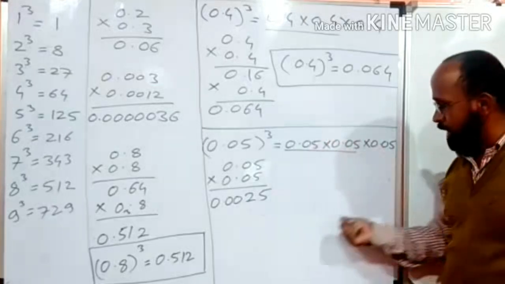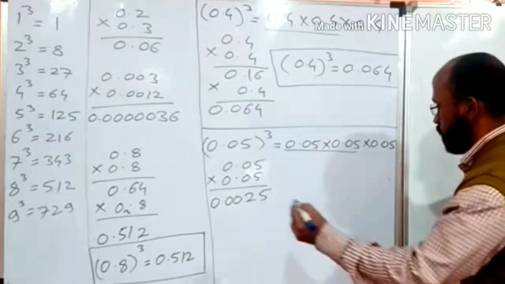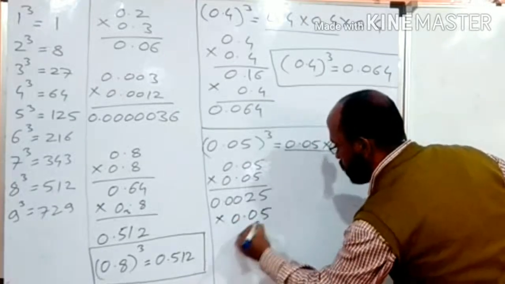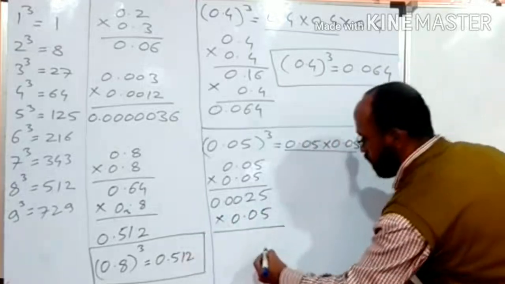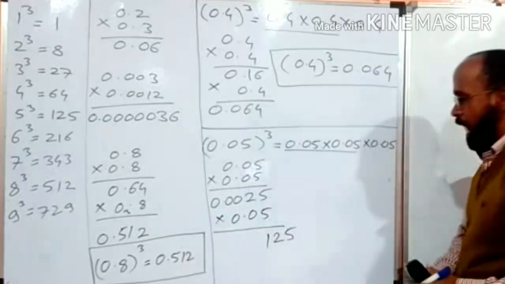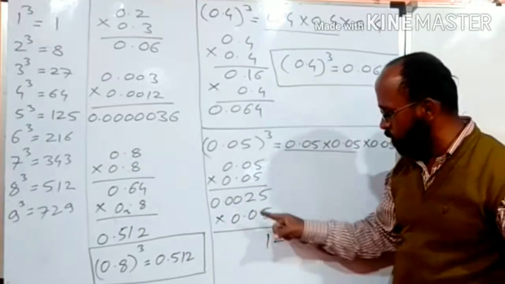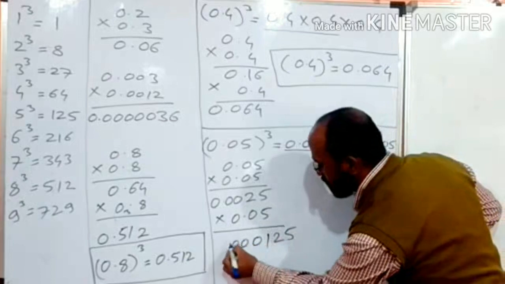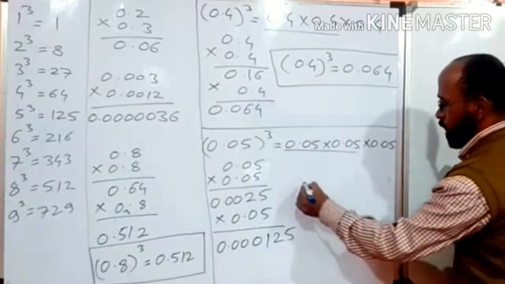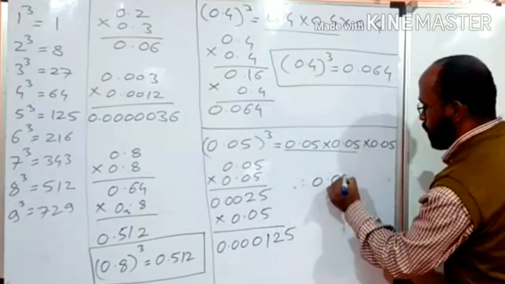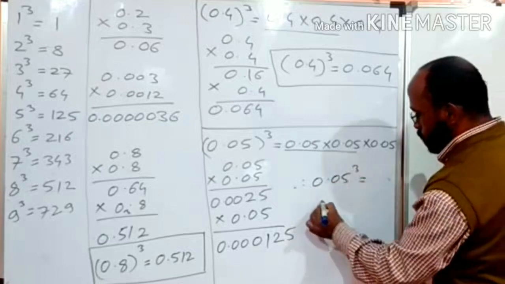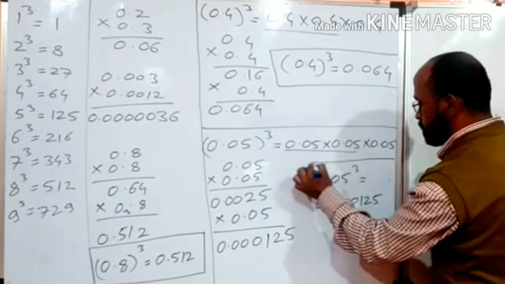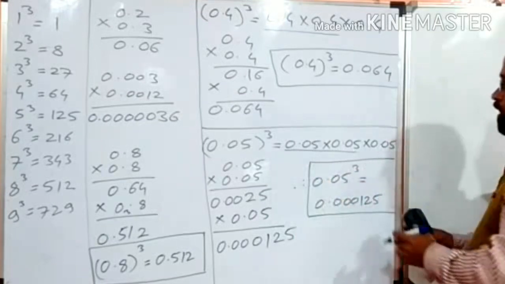We have to multiply this 0.0025 once again by 0.05. The answer is 25 5s are 125. And in the answer there will be 1, 2, 3, 4, 5, 6 decimal digits. Therefore, 0.05 cube is equal to 0.000125. This is our final answer.